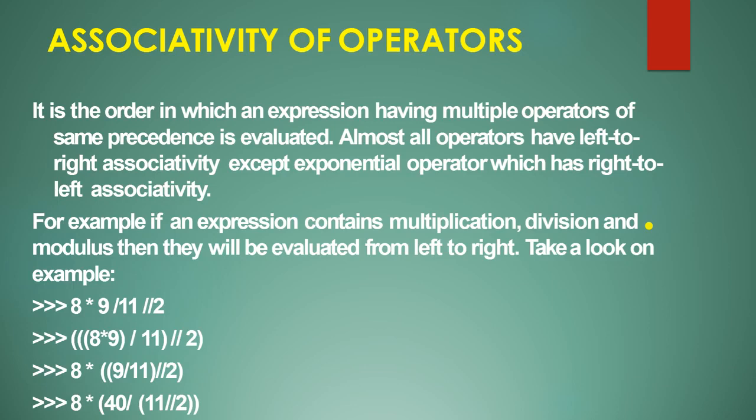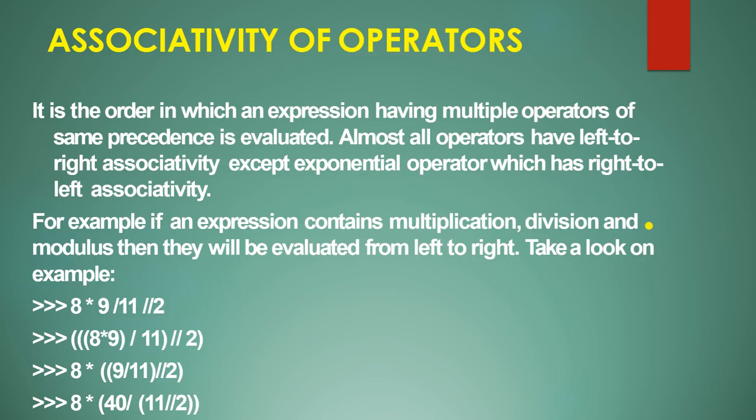Now for example, if an expression contains multiplication, division and modulus, then they will be evaluated from left to right because they are at the same level. Okay, so they will be evaluated from left to right. Take a look at the example. So this is the example. So here first we have to solve the multiply, that is 8 multiplied by 9.